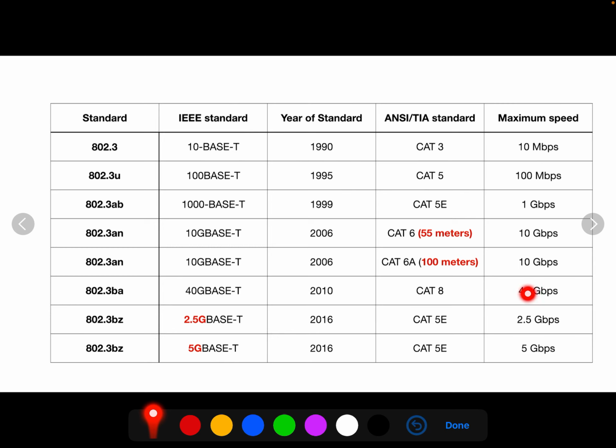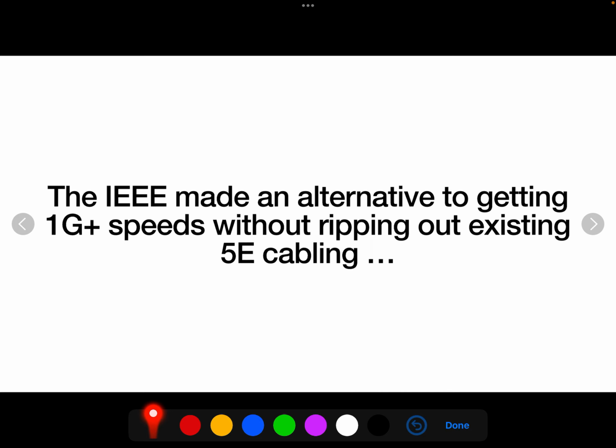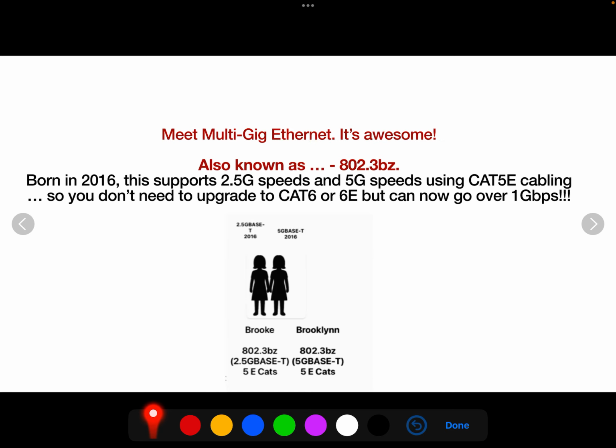Now, organizations might want to get faster speeds than 1 gig. With Cat 5e cabling, you're not going to get more than 1 gig, and then you got these new standards out, which are doing plus 1 gig. So an alternative was created to get speeds over 1 gig without ripping out existing 5e cabling. Meet multi-gig Ethernet, and it is awesome because, also known as H.3BZ, this supports 2.5 gig and 5 gig speeds, but you're not having to change your cabling. You don't have to rip out your Cat 5e cabling to install Cat 6 or Cat 8 cabling.